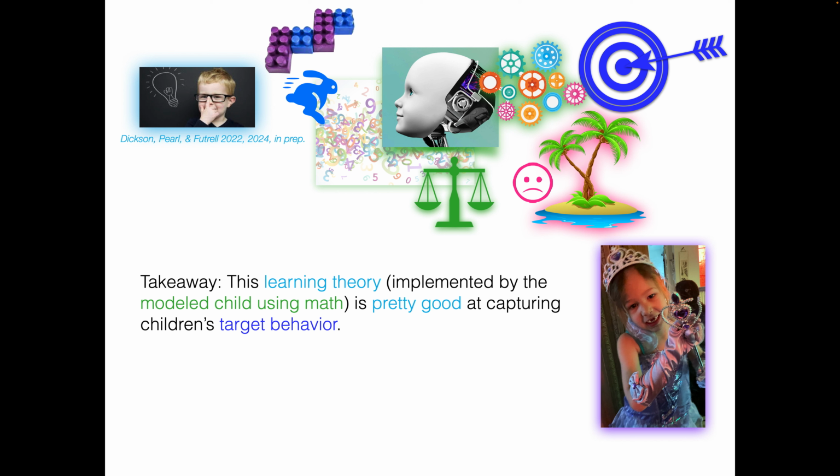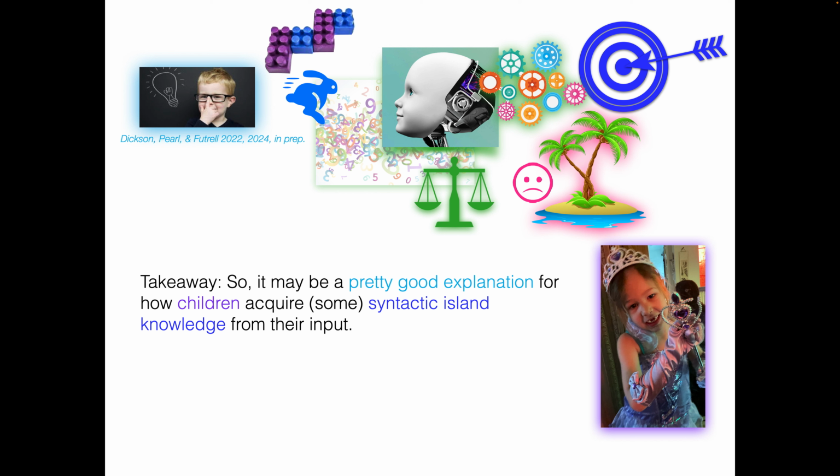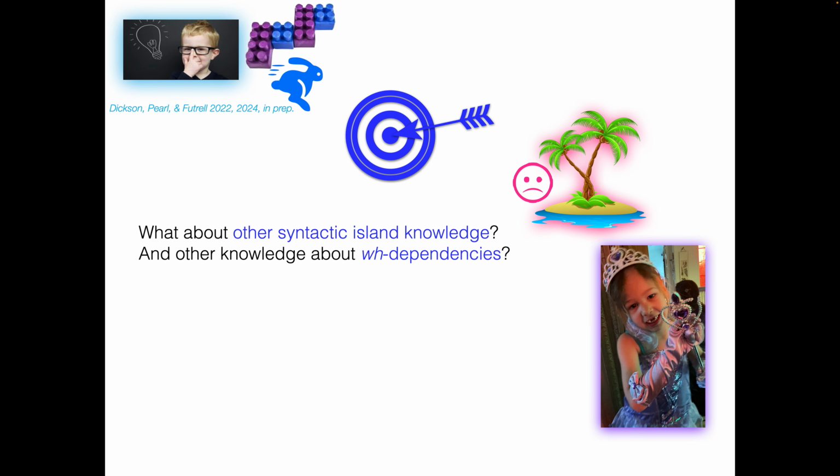So we have a learning theory that was implemented by our computational cognitive model using various types of math. It's pretty good at capturing children's target behavior. And so it may be a pretty good explanation, therefore, for how children acquire at least some syntactic island knowledge from their input. But is there anything else? Well, of course there is. This is science. There's always more, right?